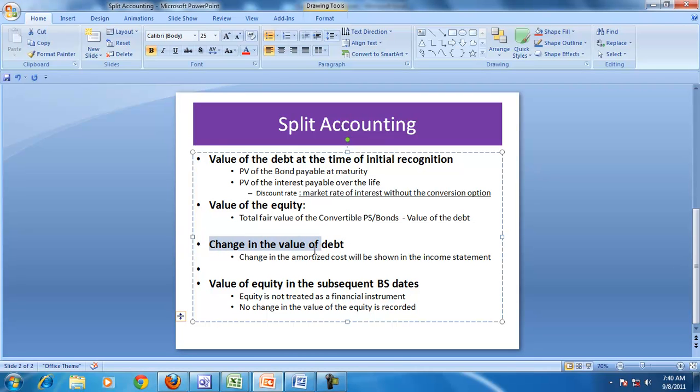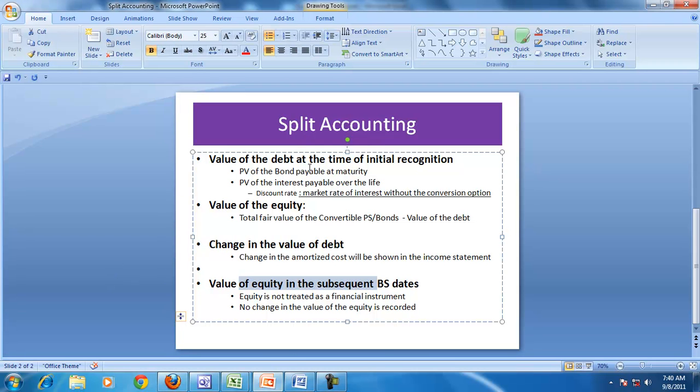Therefore the changes in the value of the debt will be shown in the income statement. However, the value of the equity will not change, because the value of the equity is not treated as a financial instrument.